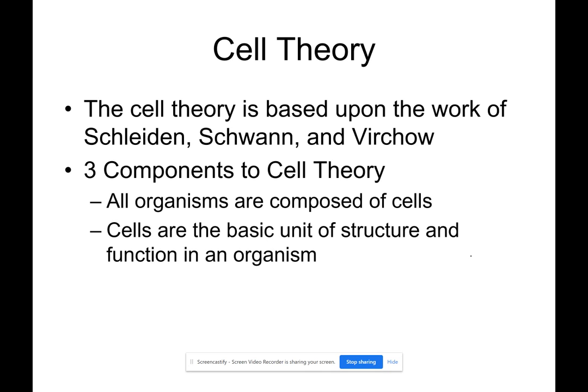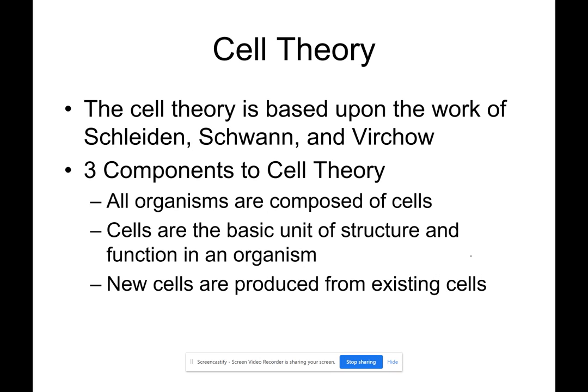Second statement, cells are the smallest or the most basic unit of structure and function in an organism. Structure means what an organism is made out of. Function means how it's able to do the things it does. So cells are the most basic unit of building a living thing as well as allowing it to do what it does.